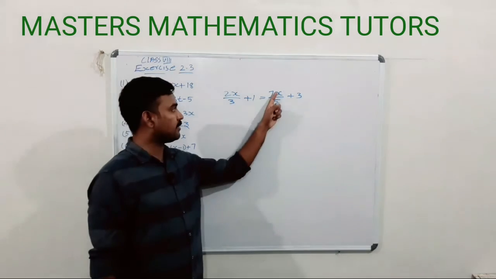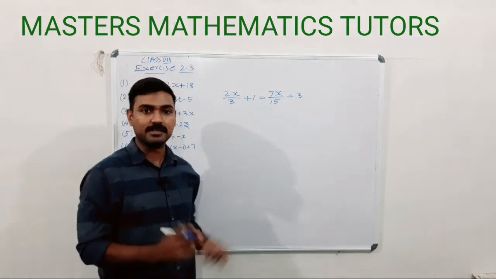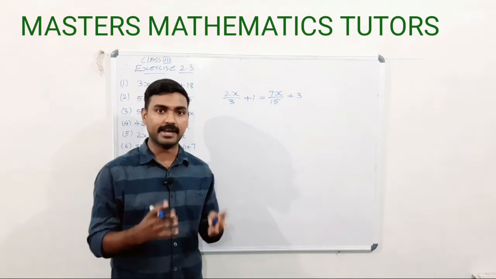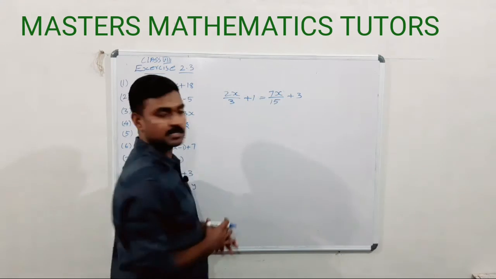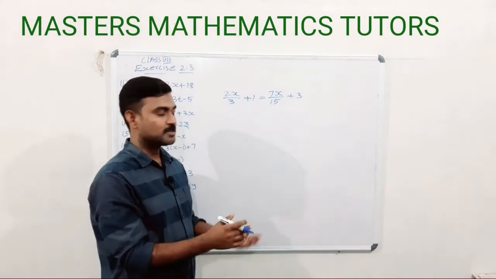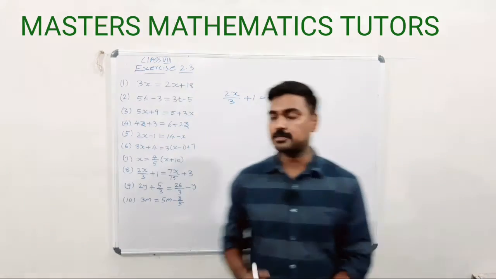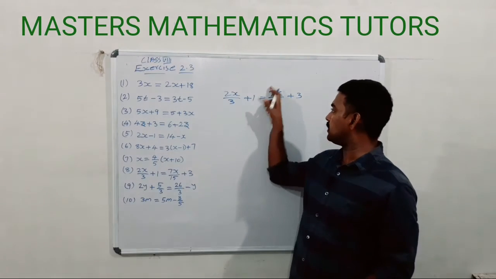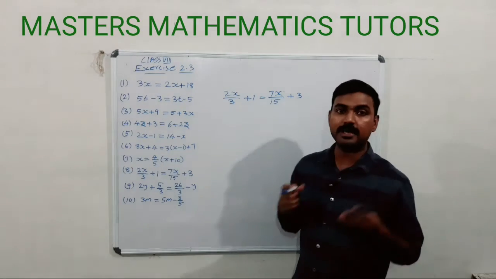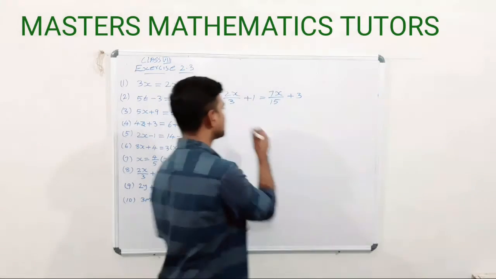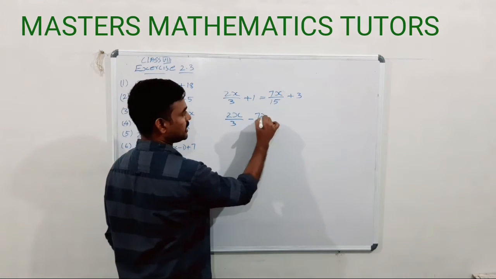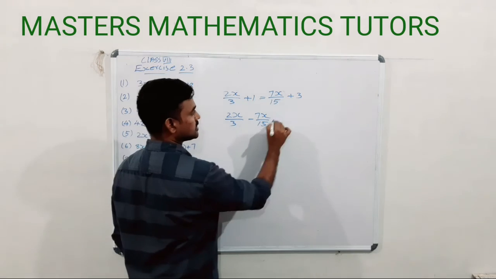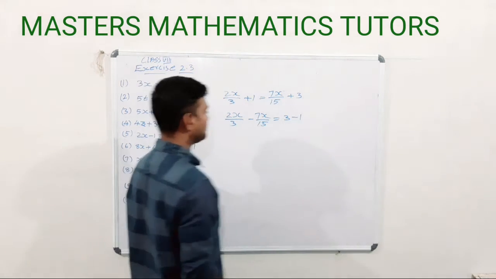So here 7x by 15, here 2x by 3. These two terms have x. So we can write these two terms together, and the remaining constants together on the right side. So what can we do? This 7x by 15 bring to here, it will be minus 7x by 15. So the equation becomes 2x by 3 minus 7x by 15 is equal to 3 minus 1.